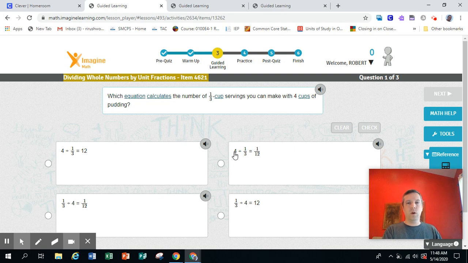We can't get 4 cups of pudding, split it into serving sizes of 1/3 of a cup, and then only end up with 1/12 of a serving, a tiny little amount of pudding. No, we're going to have 12 servings if we use 4 cups of pudding, and every serving is 1/3 of a cup.